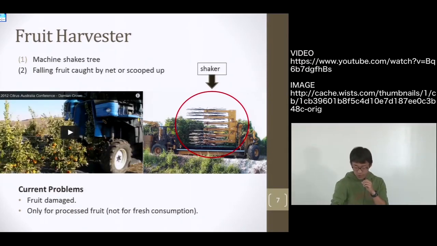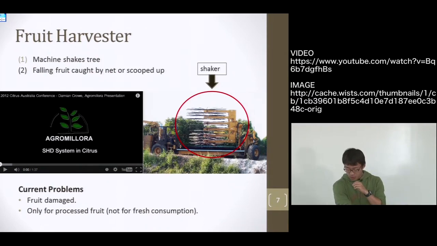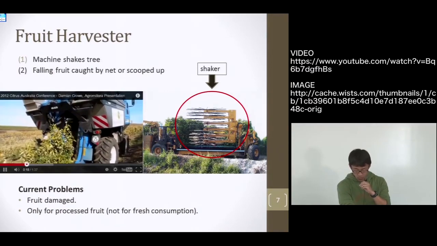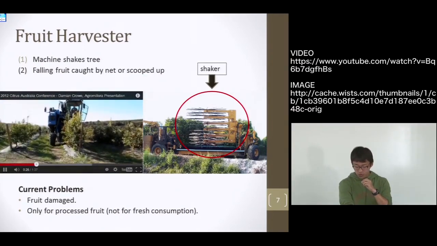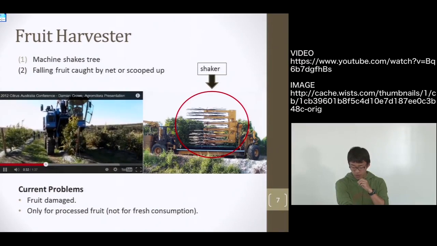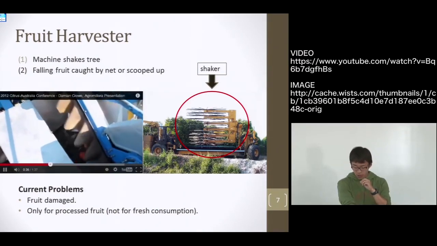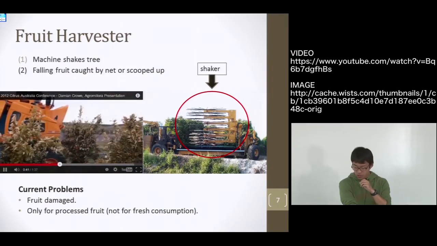And last is the fruit harvester. This is a tree harvester. This machine consists mainly of two parts, a shaker and a collector. First, it shakes the tree and drops the fruit onto a net. Next, it collects the crops with a collecting pot. But it has current problems too. Fruits are damaged and we can use it only for processed fruits.